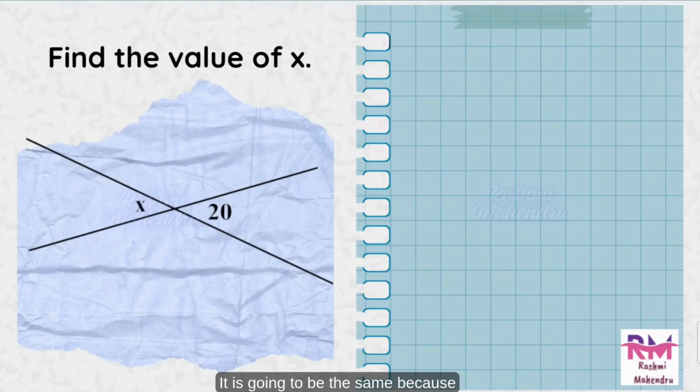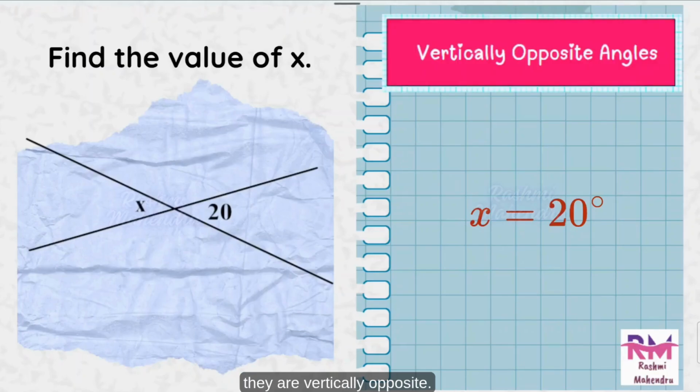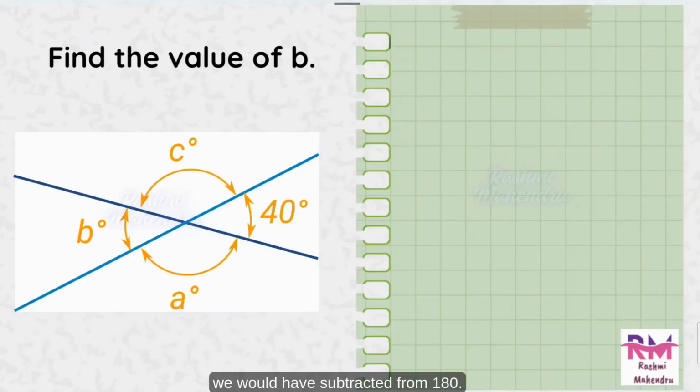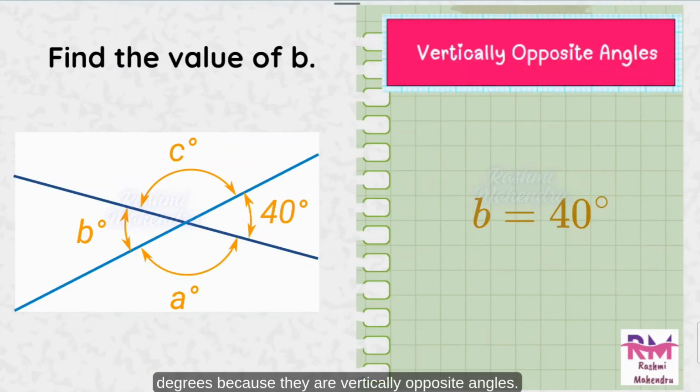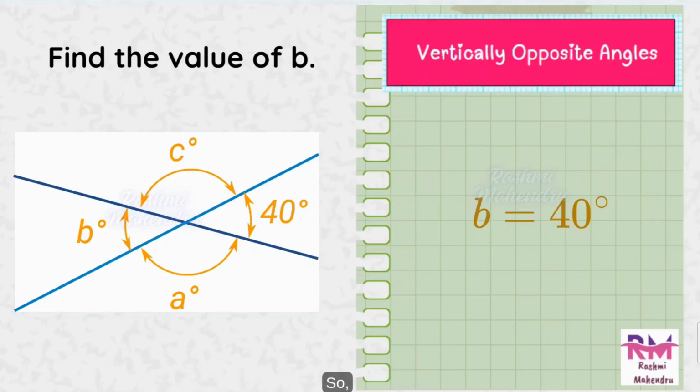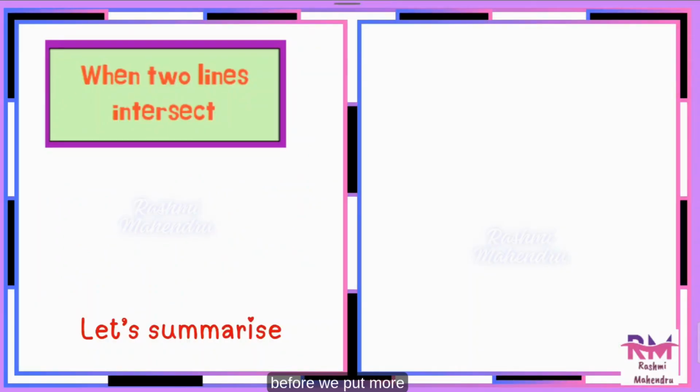So what is the value of x in this case now? It is going to be the same because they are vertically opposite. Had they been a pair of linear angles, we would have subtracted from 180. Okay, the value of b is 40 degrees because they are vertically opposite angles. So before we put more comprehensive questions, let us recap.